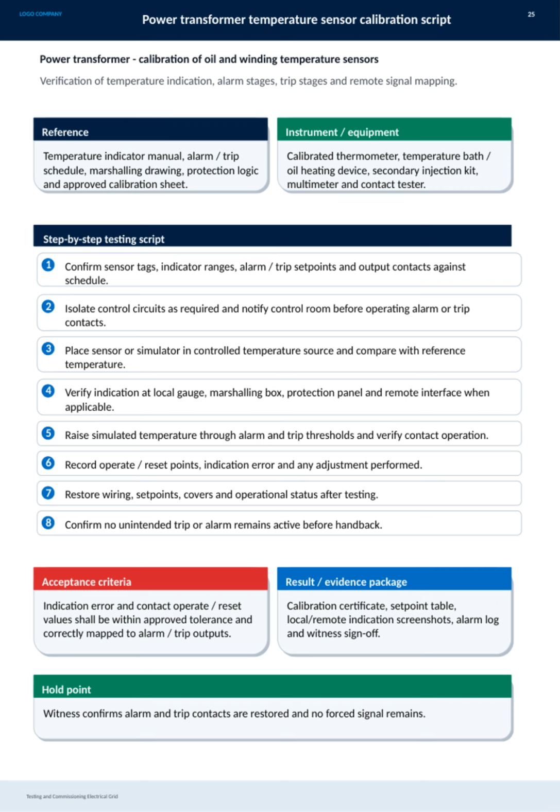Finally, wiring, set points, and operational status are restored, ensuring that no unintended alarms or trips remain active. Acceptance criteria require all indication errors and contact operate/reset values to stay within approved tolerances and be correctly mapped. The result package includes calibration certificates, set point tables, screenshots, alarm logs, and a witness sign-off, which serves as the hold point confirming everything is properly restored with no forced signals lingering.